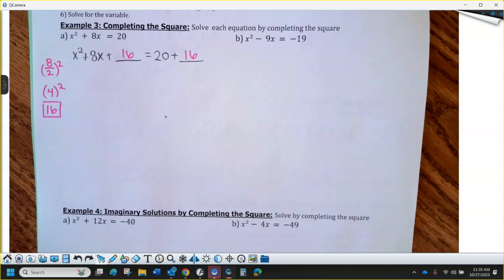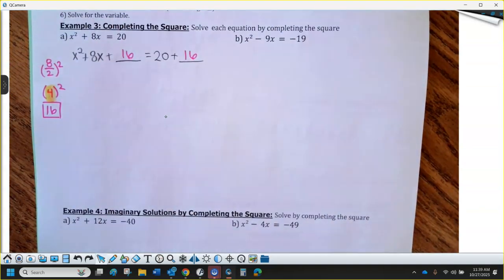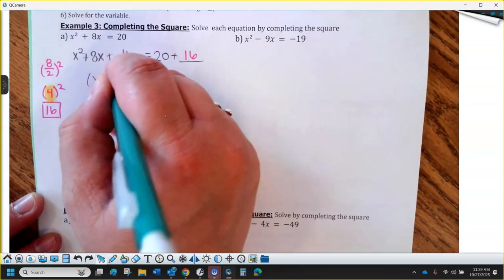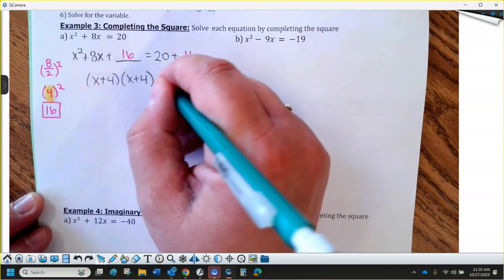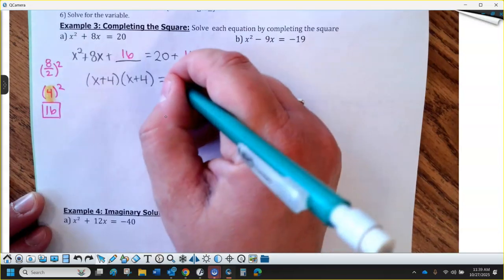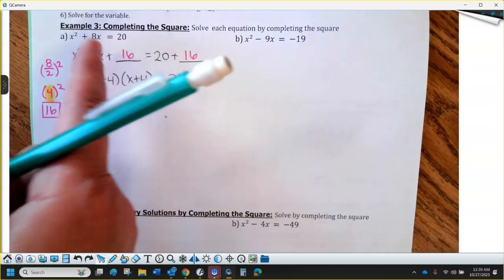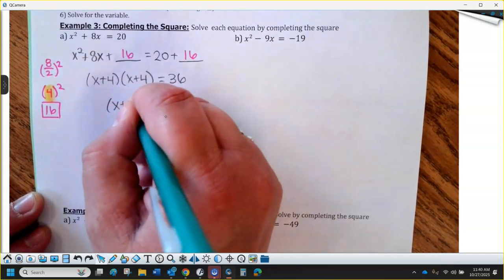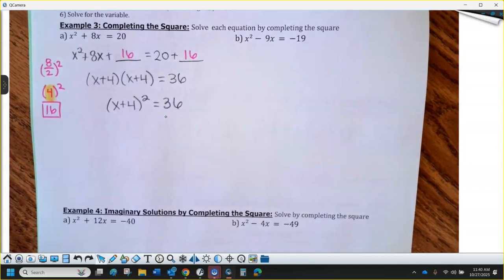Now, whatever you squared, I promise, if you can't think of it, that's going to be your factor. So the factored form, multiply to get 16, add to get 8, would be x plus 4 times x plus 4. The other side's just 20 plus 16, so this is 36. Now, the entire purpose of doing this, adding this 16, is that these two factors should be identical, and so we can just write it as x plus 4 squared. If you understand that and you want to just go right to that step, that's totally fine with me.